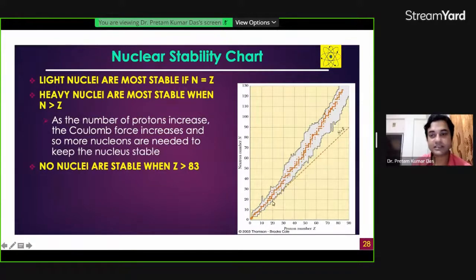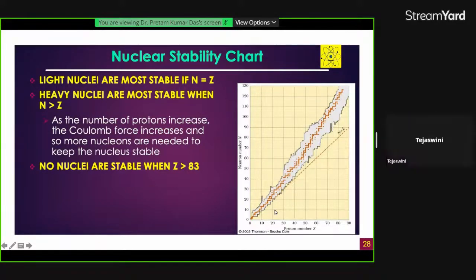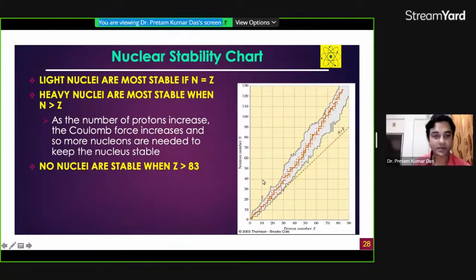So if we see this figure, this is a stability curve. This is the proton number on the x-axis and the neutron number on the y-axis. As the neutron number is increasing, the stability is decreasing. So it becomes more unstable. The most stable nucleus is calcium 40, and you can see after calcium 40, the line should go this way, and this is where it would be more stable.